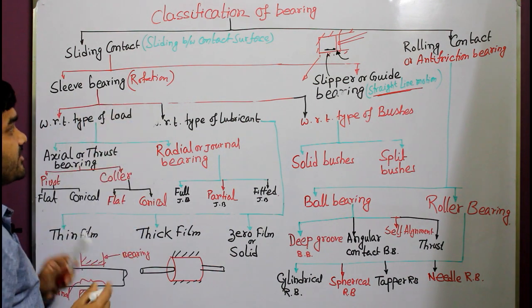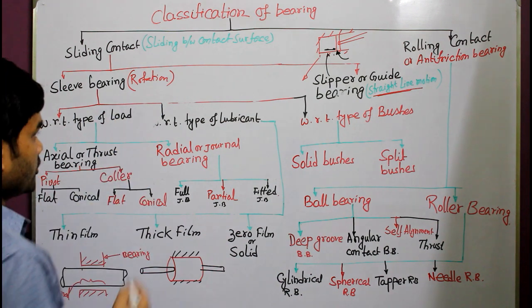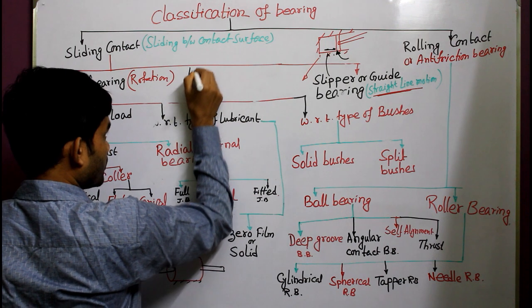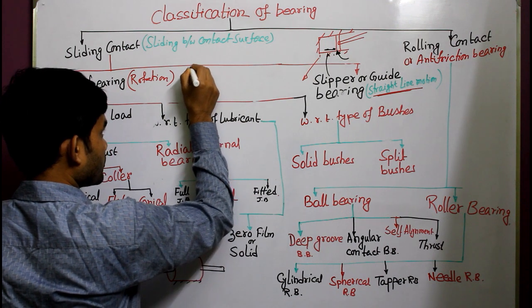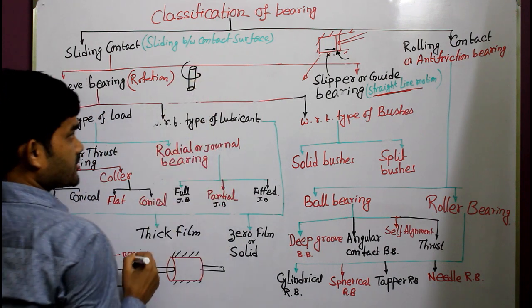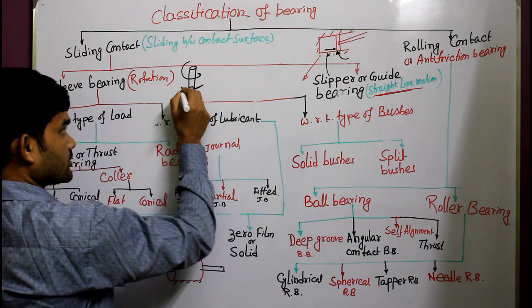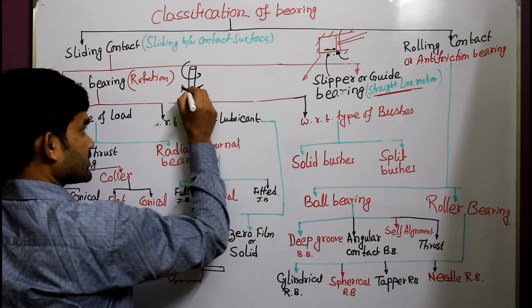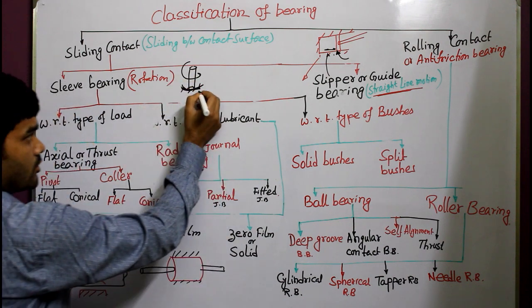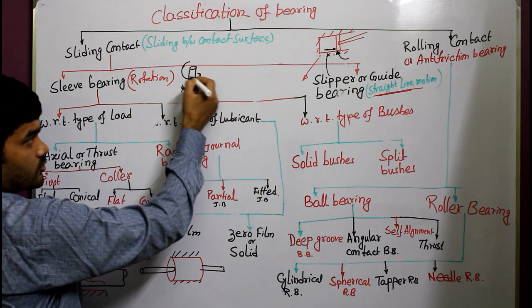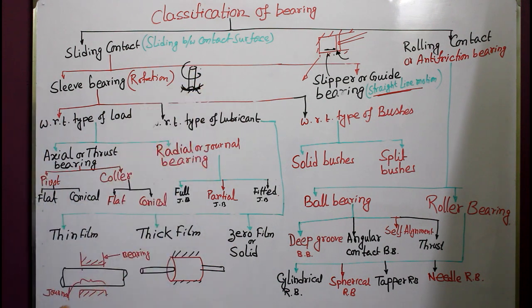Then we have the slip bearing, which means there will be rotation. Here, if we have one surface rotating like this, we can call this a slip bearing, because it is rotating and there is a relative motion.